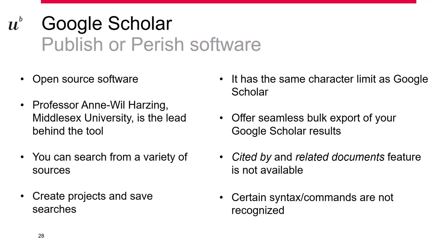But the reason why I'm highlighting this tool is that it offers a seamless bulk export of your Google Scholar results. So if you're doing a search and you wanted to export the first 100 results, or 200, or even up to 1,000, I believe is the maximum, you can do that through this software. However, if you search with this tool, there are some features that you won't be able to access, such as "cited by" or related documents, and some of the syntax, like site and file type, will not be recognized in the software.